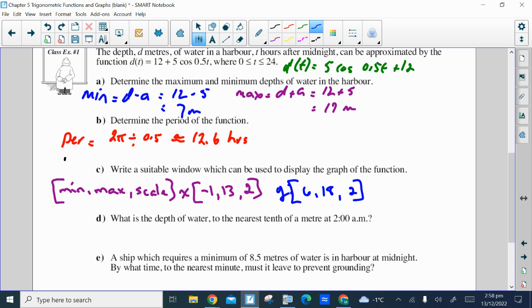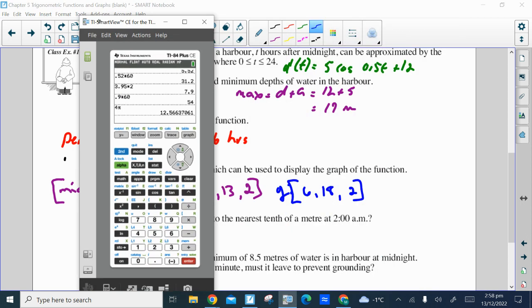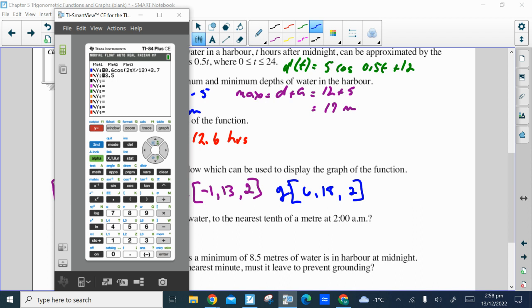Then it asks us, what is the depth of water to the nearest tenth of a meter at 2 a.m., or 2 hours after midnight? So we could do this a couple different ways. We could graph the equation in our calculator. That's certainly one way to do it. So I'll go y equals, clear that out, I'll go 5 cos 0.5x, close the bracket, plus 12 at the end.